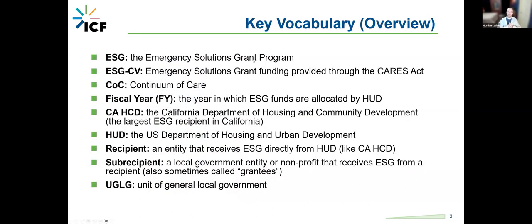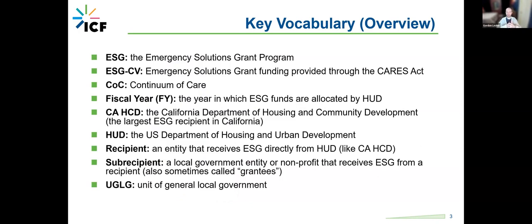And as always, some key vocabulary: ESG is the Emergency Solutions Grant Program. ESGCV is ESG funded through the CARES Act. A COC is a continuum of care. A fiscal year, or FY, is the year in which ESG funds are allocated by HUD. CAHCD, or just HCD, is the California Department of Housing and Community Development, which is incidentally the largest ESG recipient in California. HUD is the United States Department of Housing and Urban Development, which funds ESG.